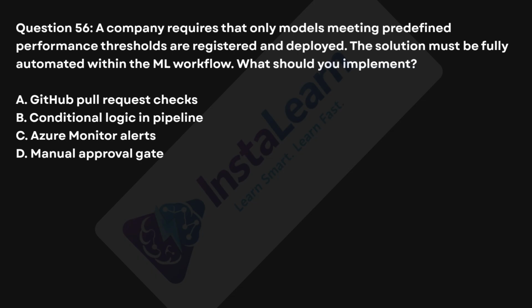Question 56. A company requires that only models meeting predefined performance thresholds are registered and deployed. The solution must be fully automated within the ML workflow. What should you implement? A. GitHub pull request checks. B. Conditional logic in pipeline. C. Azure Monitor alerts. D. Manual approval gate.